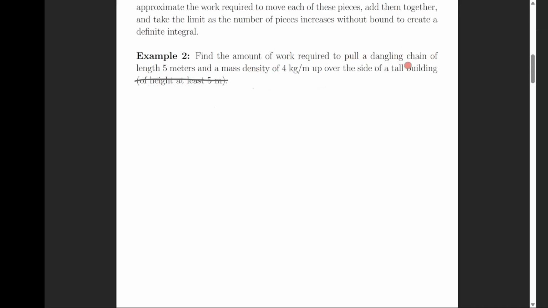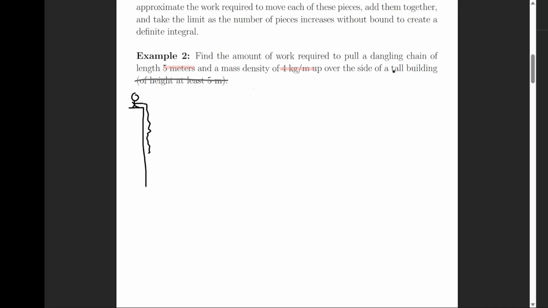So basically, all the important information we need is a dangling chain, right? So it's a length of 5 meters and a mass density of 4 kilograms per meter. And the units we check, they're both the same, so we don't have to worry about that. Perfect. Okay, so now we can draw it out. Get our little guy back in here. Ooh, we got a 5 hat today. Okay, so this is him, and he's holding the chain, right?